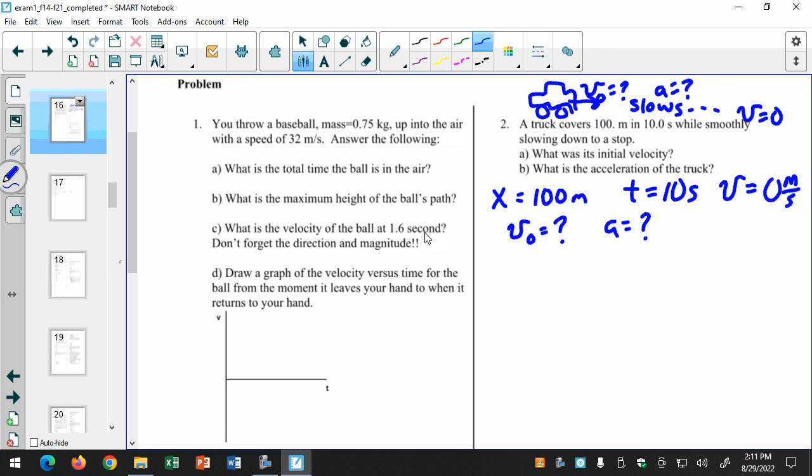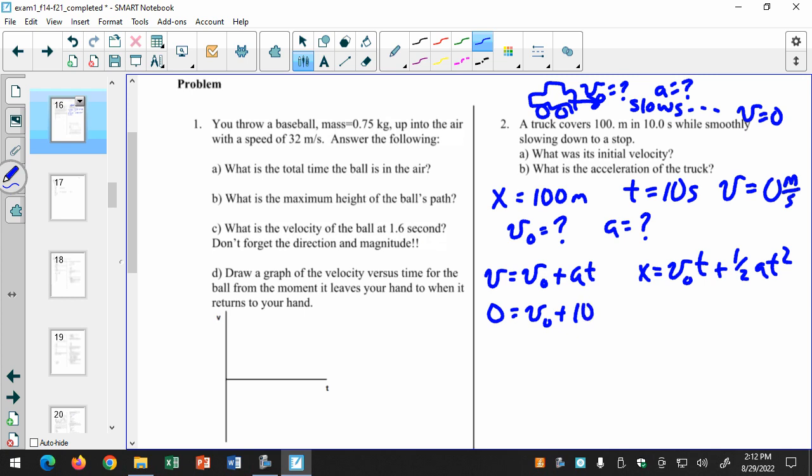I like to write the two equations right next to one another, and it just allows me to see how they fit together better. So I'm going to say V equals V naught plus AT, and I'll put some numbers in just a second. And then X is equal to V naught T plus 1/2 AT squared. All right, so I know some of these things. Like I know this is 0 equals V naught plus A times 10. I'm going to call that 10A.